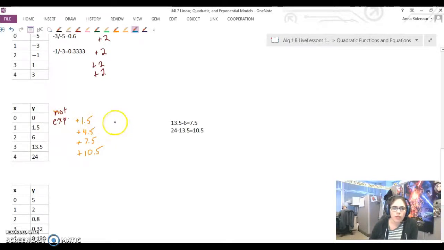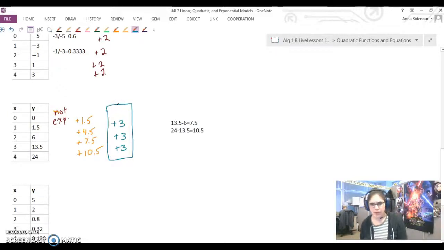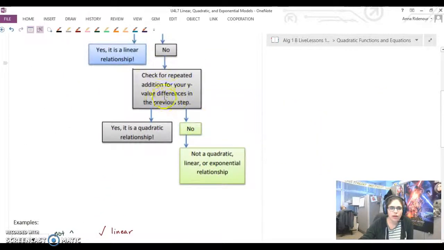So from 1.5 to 4.5, I'm adding 3. From 4.5 to 7.5, I'm adding 3. And then from 7.5 to 10.5, I'm adding 3. So these are all the same. These are the second differences. I figure out what I'm adding every time, and then I figure out the pattern of what I'm adding every time. So these are the second differences, and because they're all the same, that is a yes for this one.